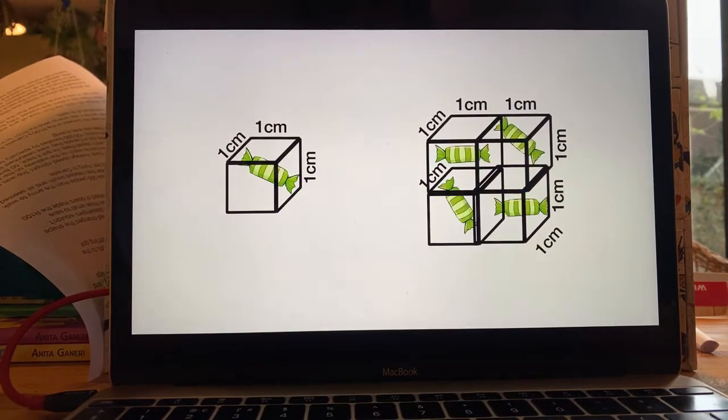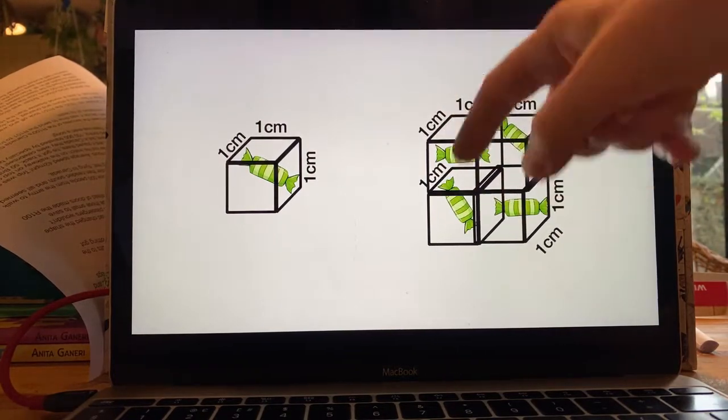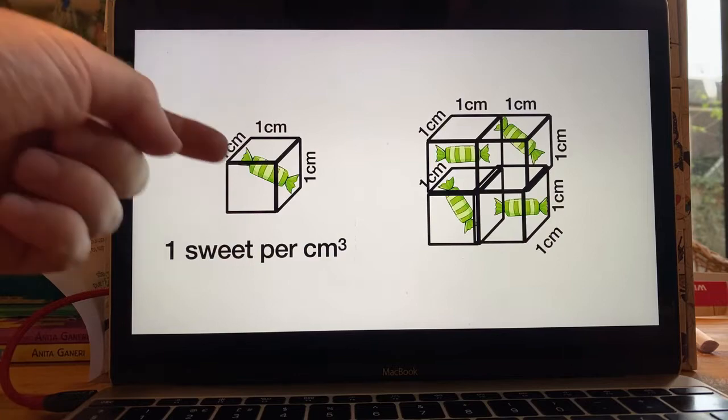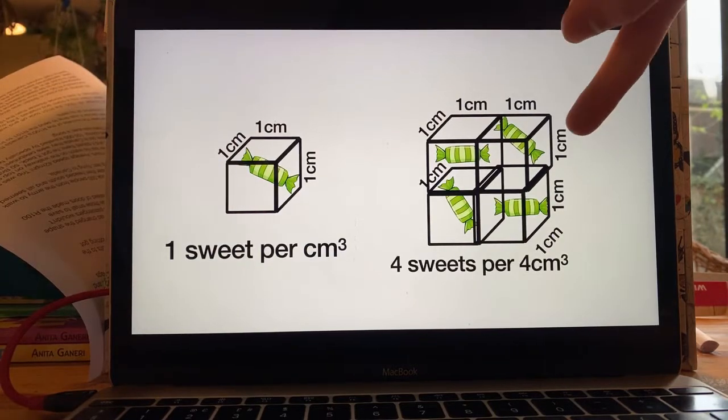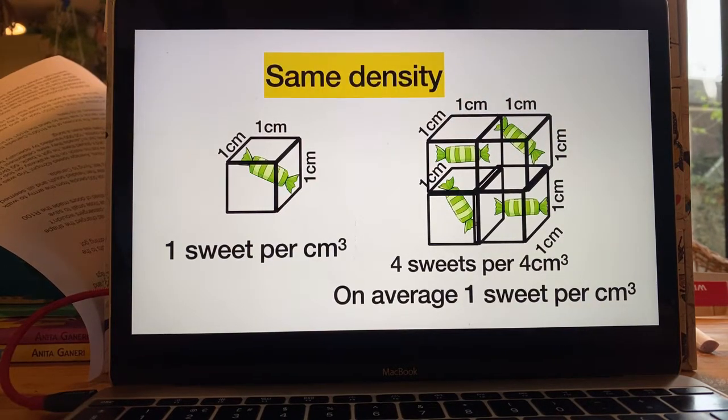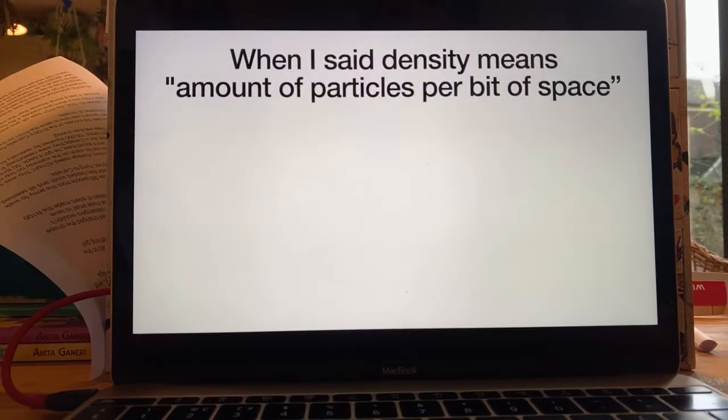All right, last one. You've got a centimetre cubed with a sweet in, and again 4 centimetres cubed stacked together, but this time there's 4 sweets in that bigger box. Which one of those is densest? The answer is, this one's got 1 sweet per cubic centimetre, and this one has 4 sweets per 4 cubic centimetres, so on average that is 1 sweet per centimetre cubed, so it's the same density. Is that okay?